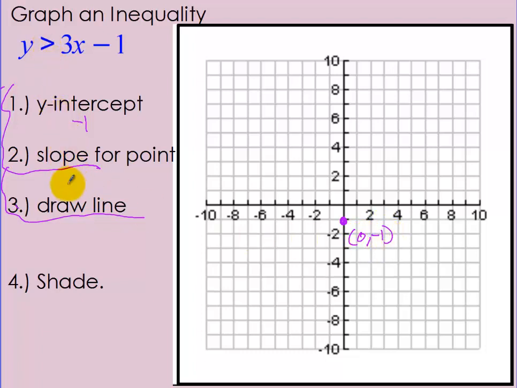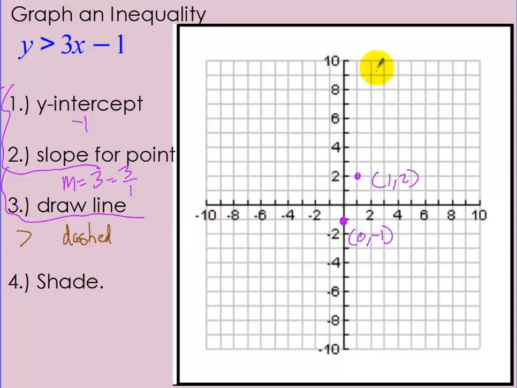Now, what's the slope for that point? That slope is going to be 3, which is 3 over 1. That means to draw the second point, I go up 3, 1, 2, 3, and over 1. So I'm going to graph that as 1, 2. Now I want to draw a perfectly straight line through that. But my question, is it going to be dashed or solid? Well, in this case, since it's greater than, it means I do dashed.